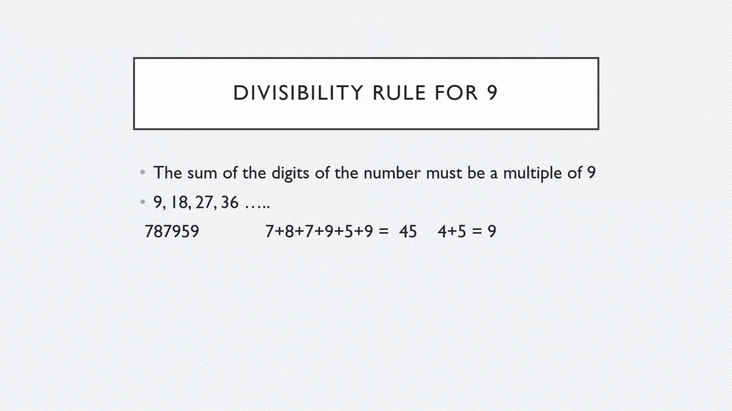An example is 787959. So 7 plus 8 plus 7 plus 9 plus 5 plus 9 gives us 45. And 45 is definitely a multiple of 9. If you're not sure, you can repeat the process until you get a number you're 100% sure is a multiple of 9. So 4 plus 5 gives us 9. In that case, we are definitely sure it's a multiple of 9. So the number is divisible by 9. Another example is 73755. So 7 plus 3 plus 7 plus 5 plus 5 gives us 27, and 27 is a multiple of 9. That means the number 73755 is divisible by 9.